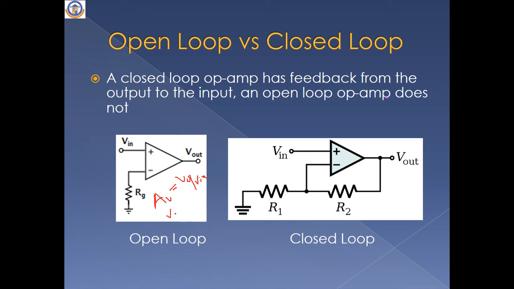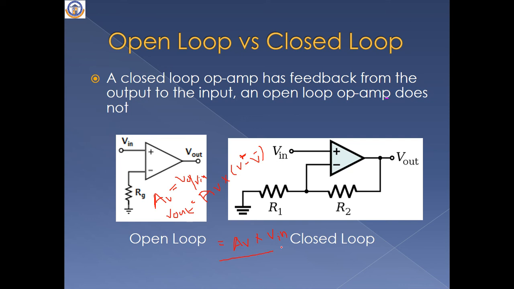So V out, the output, is equal to AV into V in. V in is nothing but V plus minus V minus. Here V minus is grounded, so that is 0. So we will get AV, the open loop gain, into V in. So this is the gain of the open loop non-inverting amplifier.